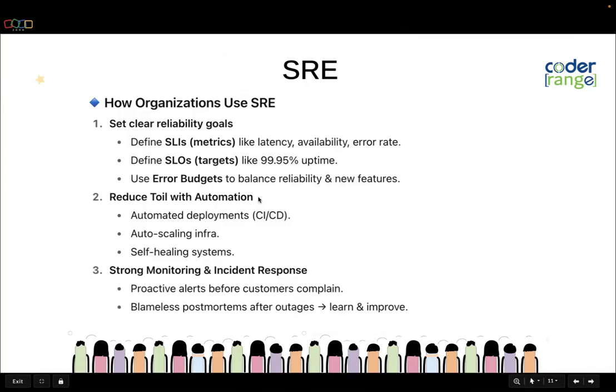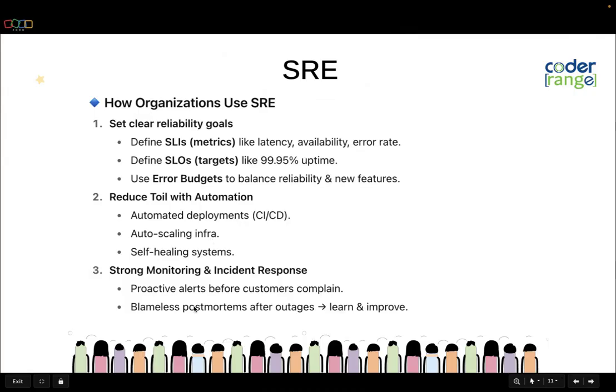So as I explained, the metrics that organizations currently see are: what is the latency, what is the availability, what is the error rate, how much uptime we can bring up, and how to use the error budget to balance reliability. We see all these aspects. Then auto scaling infrastructure, self-healing, automated deployment, that is all automation we do.